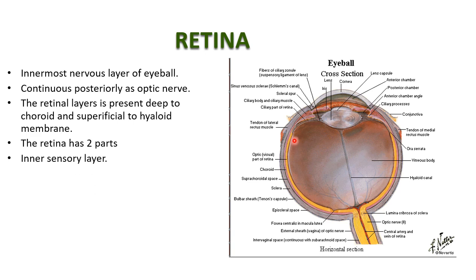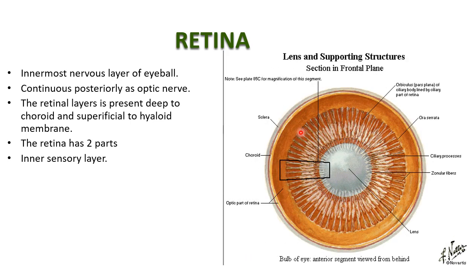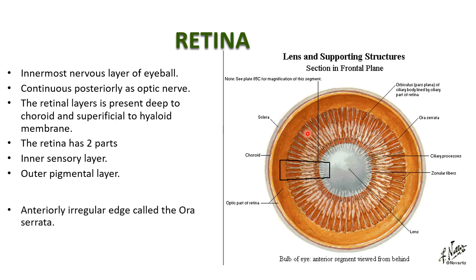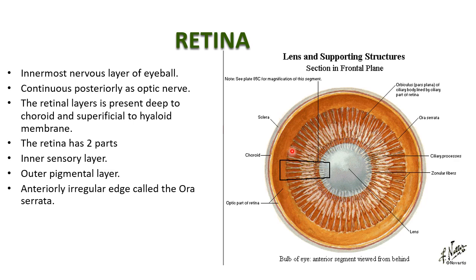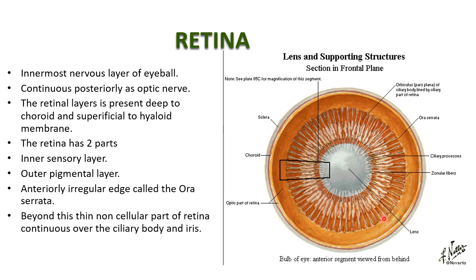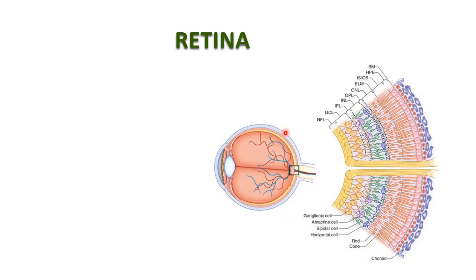So there are two parts, mainly the nervous part of the retina. You are able to see the inner sensory layer, which has all the 10 layers, whereas the outer part of the retina is mainly the pigmental layer. At the junction of the anterior part and the posterior part, you see an ora serrata, an irregular edge. Beyond this, only the non-cellular part is reflected onto the inner aspect of the ciliary body and the iris.